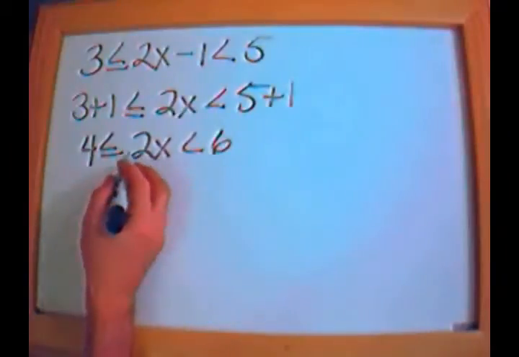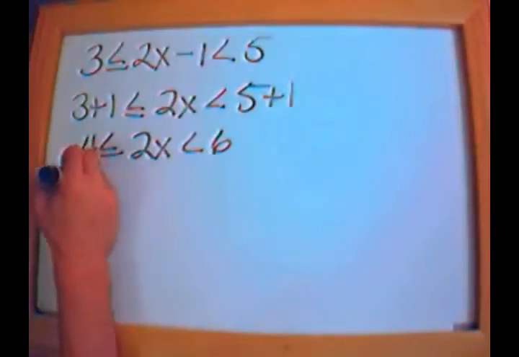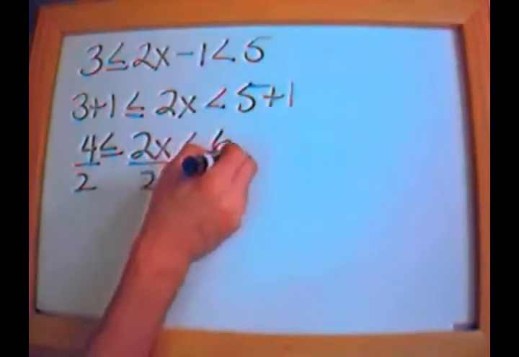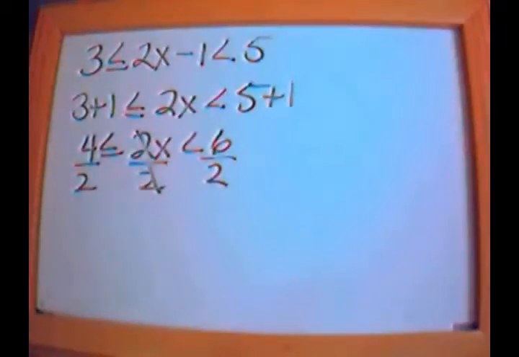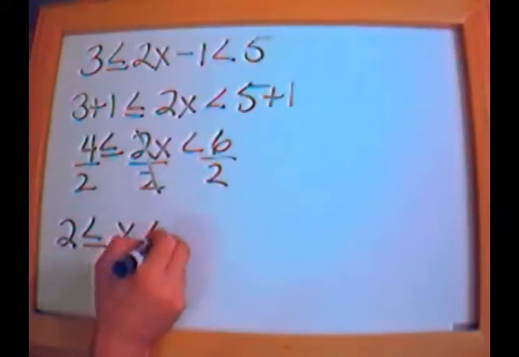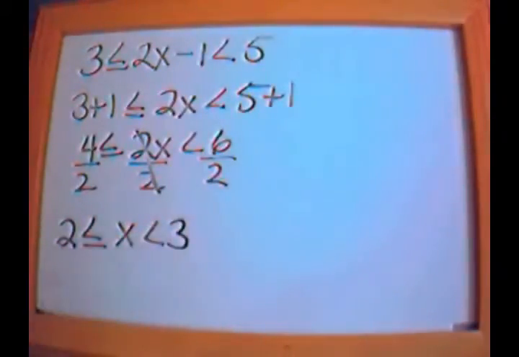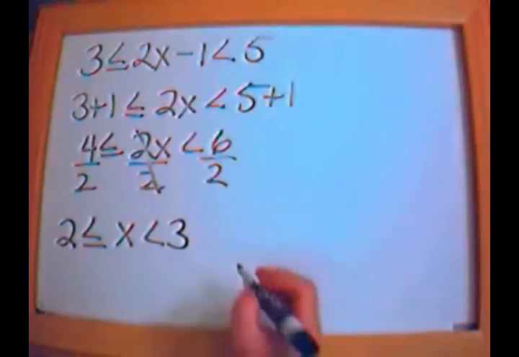Now I'm going to divide by 2 to get rid of this 2 because it's being multiplied. Divide by 2, divide by 2, divide by 2. This goes away. That's the whole reason we're doing it. 4 divided by 2 is 2, less than or equal to x, less than 6 divided by 2 is 3. And that's going to be the answer.